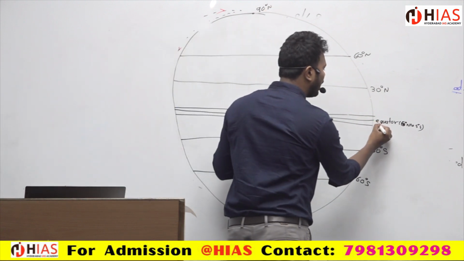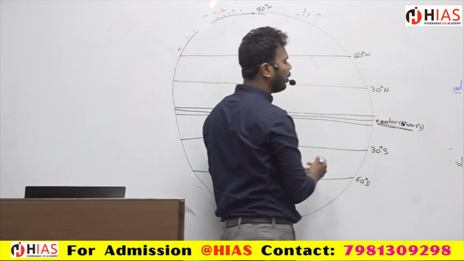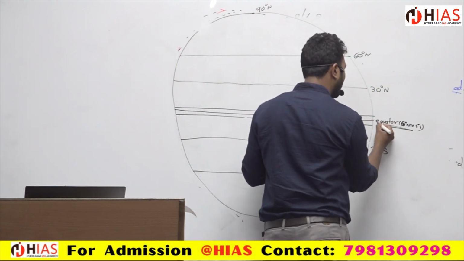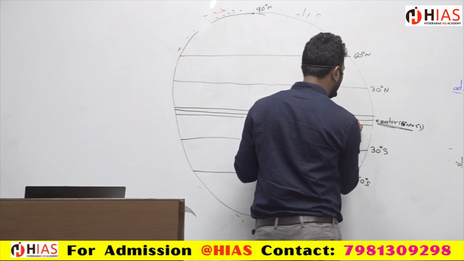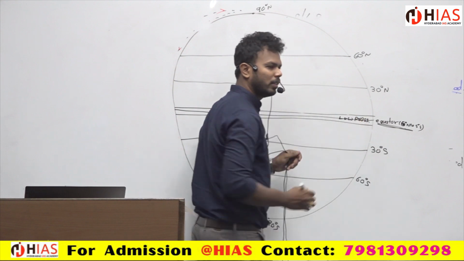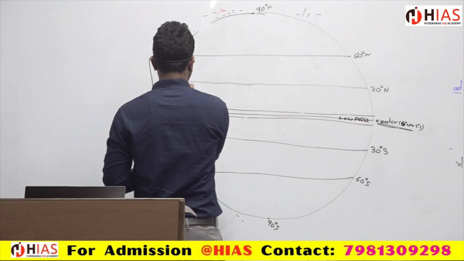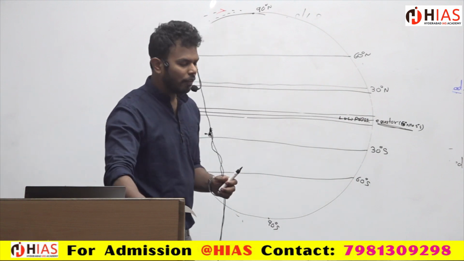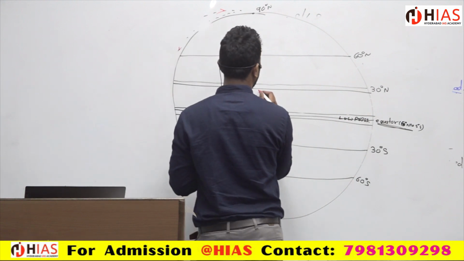Now let us imagine. What about the pressure over here? What about the temperature over here? So here the temperature will be high. Hence the pressure will be low. So around this 30 to 35 degrees, you can include like this 30 to 35 degrees. What about the pressure over here?